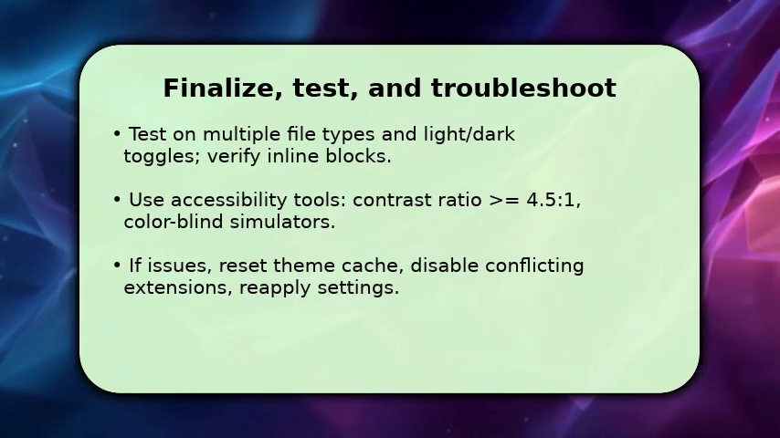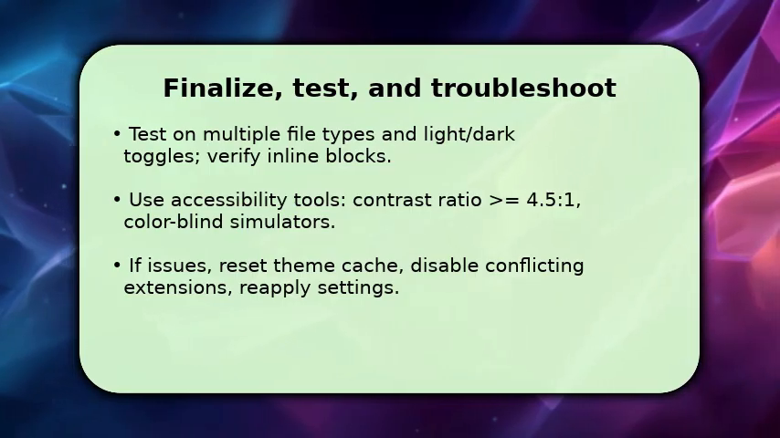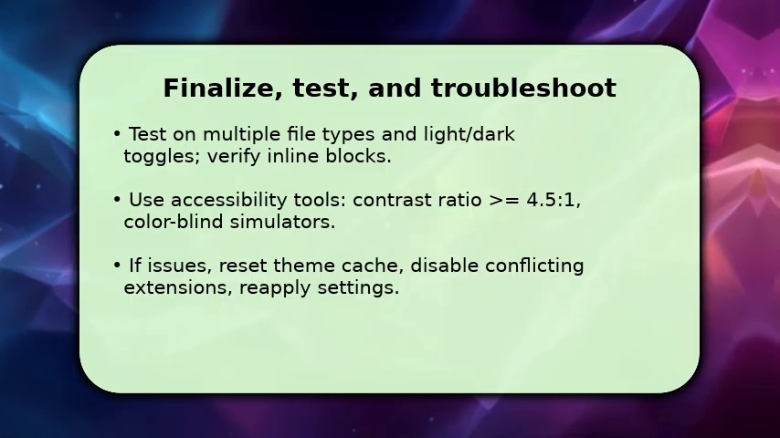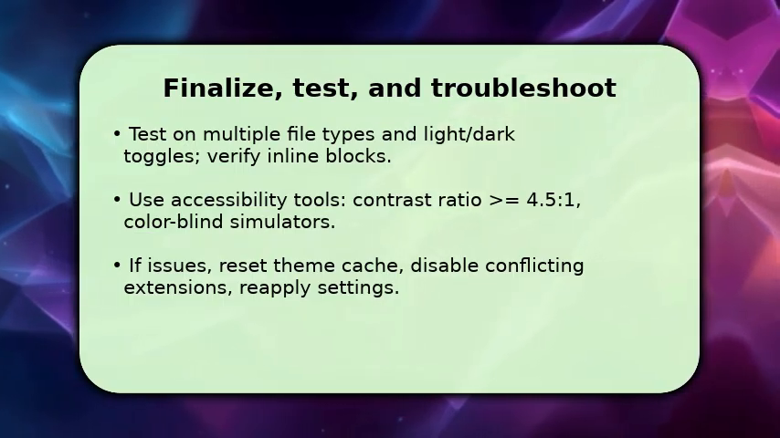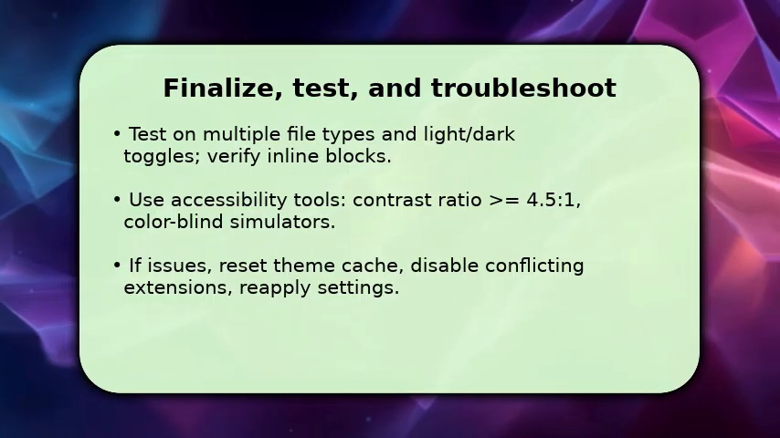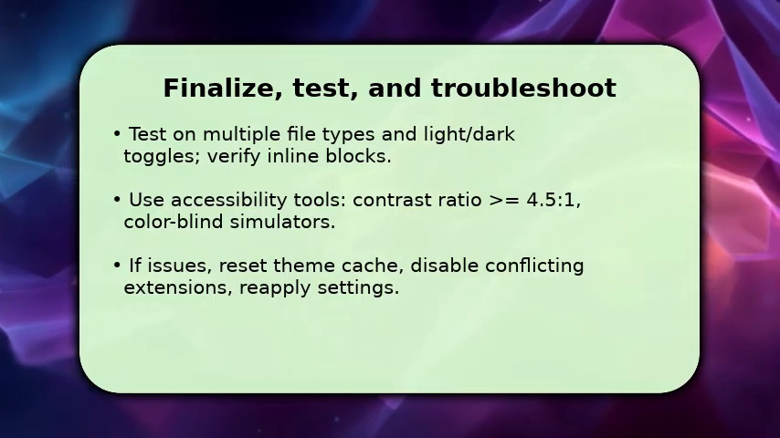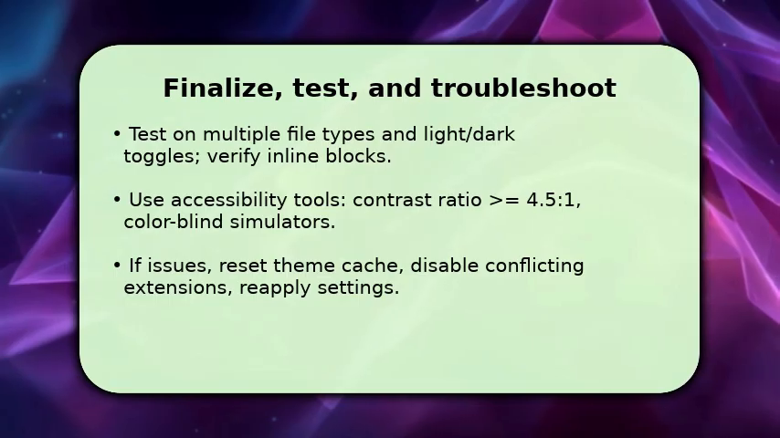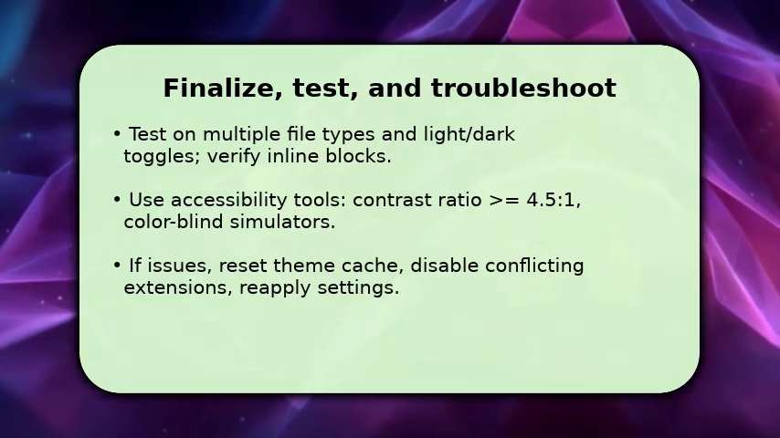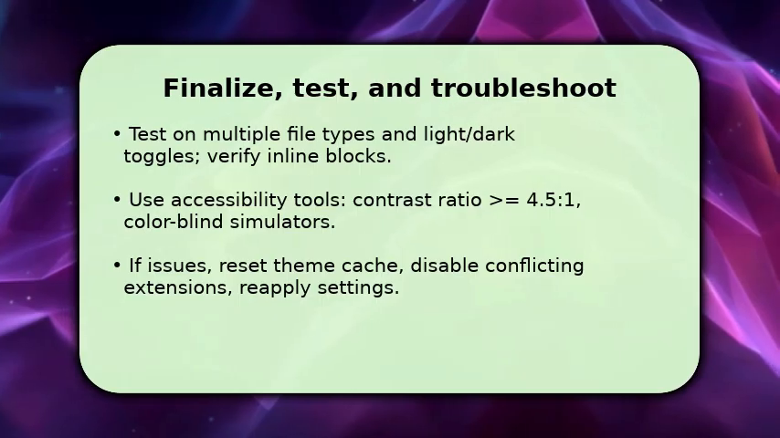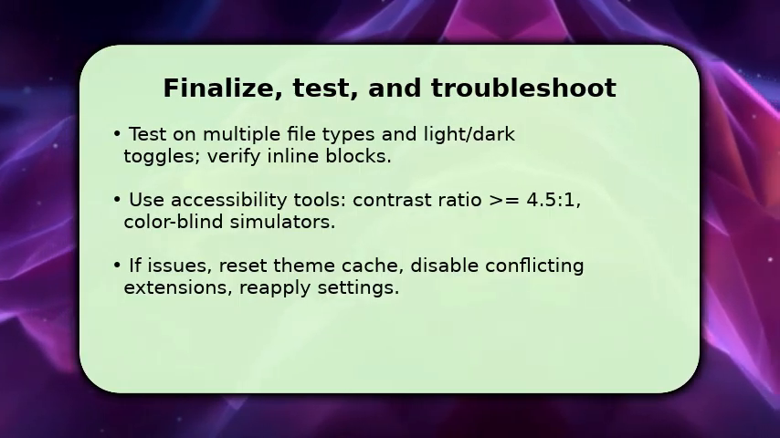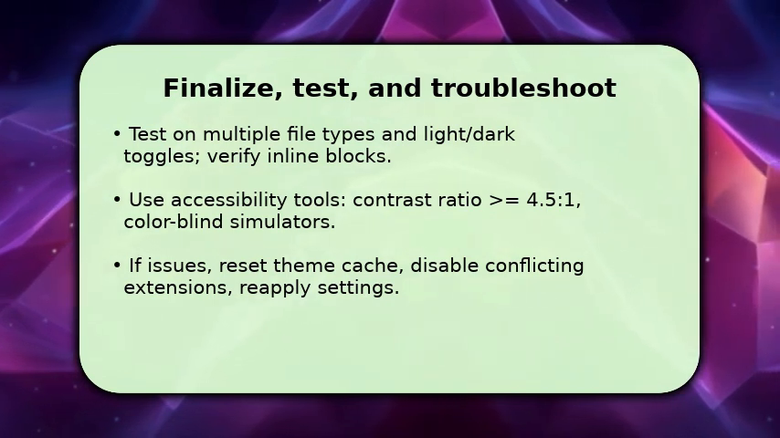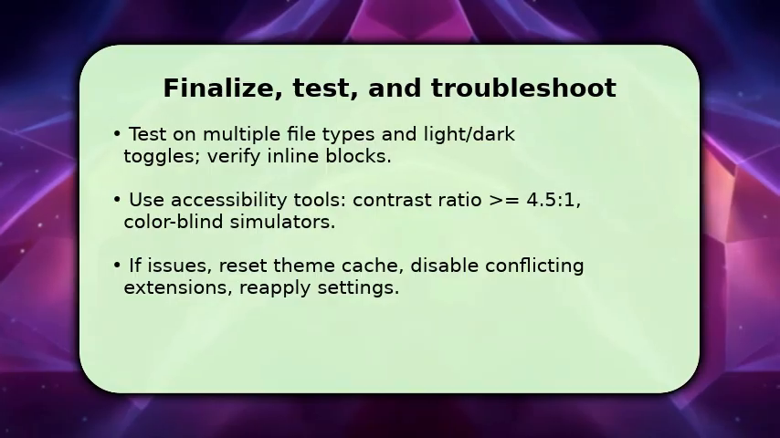Finally, you complete setup by testing across file types and toggling light versus dark to confirm consistency. Run accessibility checks. Aim for a contrast ratio at or above 4.5 to 1 and preview with colorblind simulators so important tokens remain distinguishable. If code blocks look wrong, troubleshoot. Reset the theme cache, disable extensions that override colors, and reapply your settings. Make sure to restart the editor after changes. This sequence ensures durable visuals and a reliable dark mode coding experience.